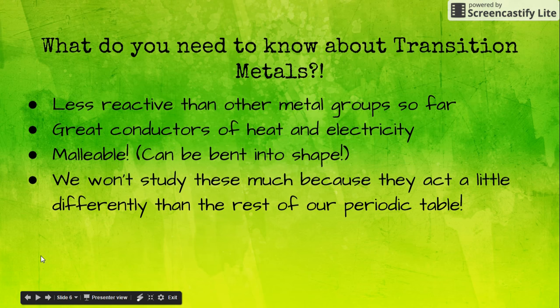All right, now you're ready for your notes, and this is what you need to know about our transition metals. They are less reactive than the other groups that we've talked about so far. They are also really good conductors of heat and electricity. And we are going to use this word: they are super malleable, which means they can be bent into shape. They're pretty flexible. There's not much more information that you need to know about this group, just because this is more chemistry. We are learning the basics of the periodic table, and these transition metals will be saved for chemistry in a couple of years. So you don't need to write this last bullet point. You just need to know that we're going to learn a little bit about these elements.